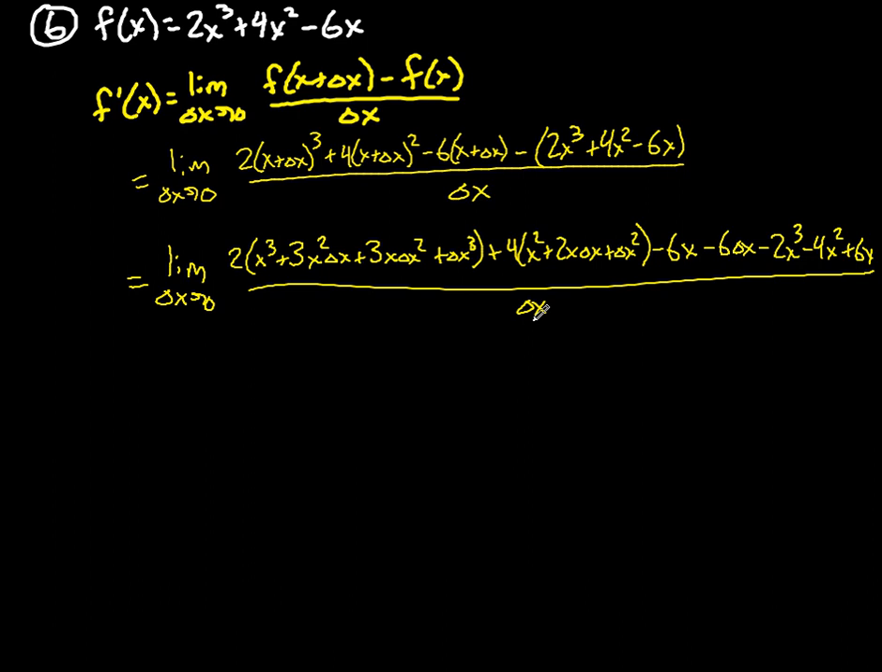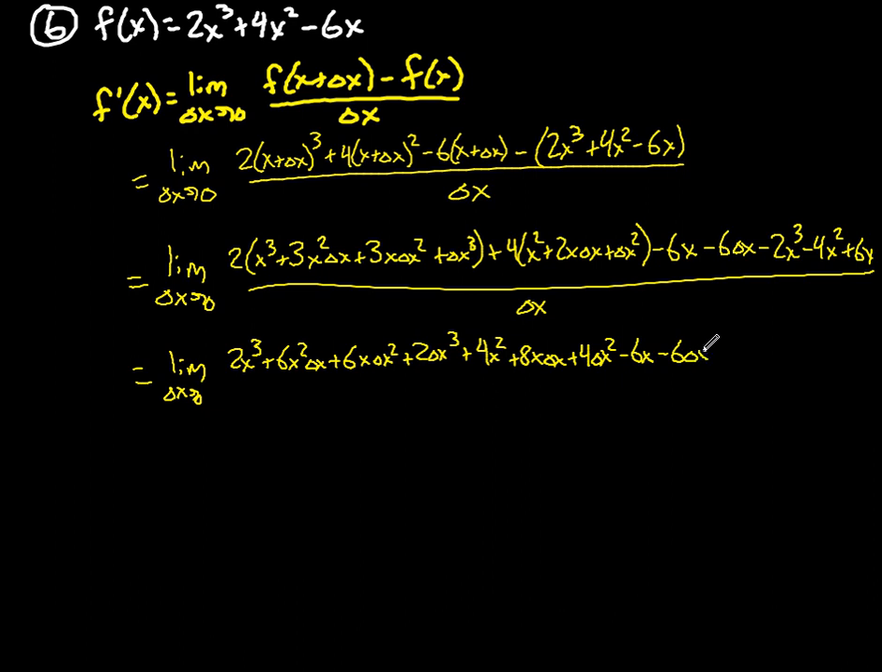Yes, this is a big, big, long problem here. So, keep expanding, see what I get. Limit as delta x approaches 0. I'll now have 2x cubed, 6x squared delta x, 6x delta x squared, and 2 delta x cubed. This part here gives me 4x squared plus 8x delta x plus 4 delta x squared. I have minus 6x minus 6 delta x minus 2x cubed minus 4x squared and plus 6x. Still all over delta x, just like we've done before.